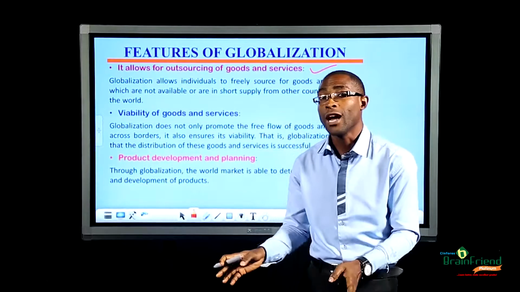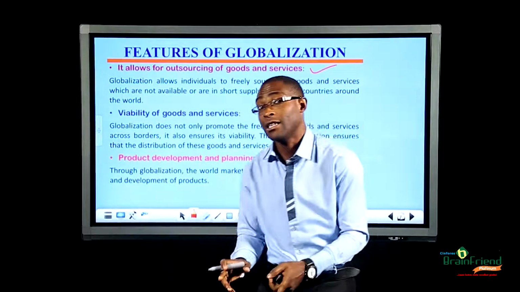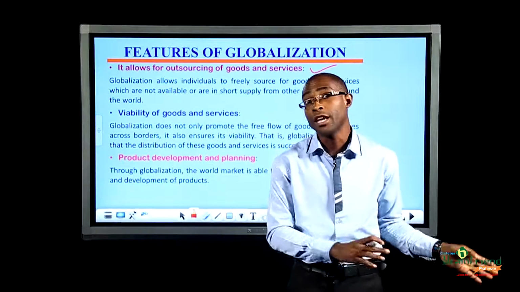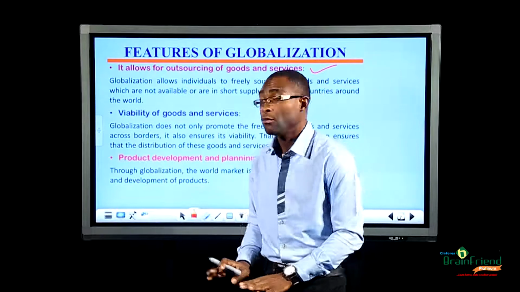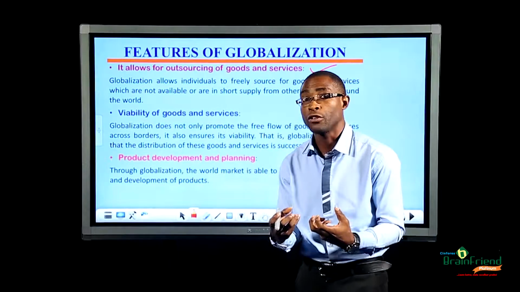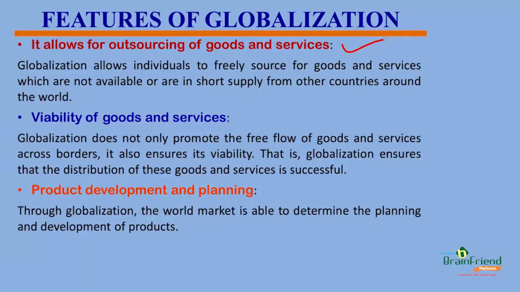So we do not have cars in Nigeria, and I hear that there are cars in Germany. I could travel to Germany and then bring in cars to Nigeria. That's it. That's for outsourcing. I am sourcing for the goods outside my country. The next feature of globalization is that of viability of goods and services.